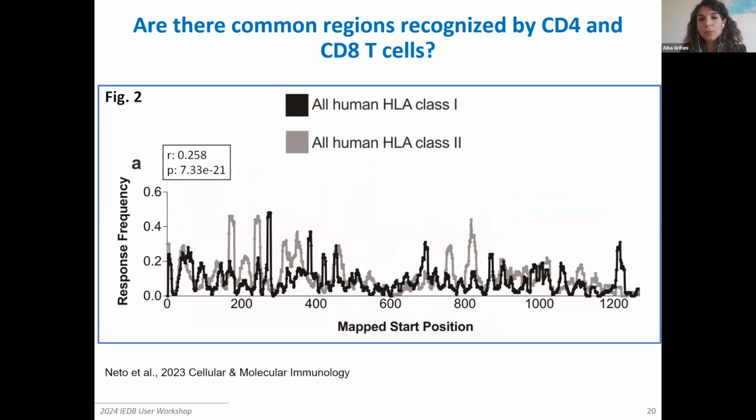A final question that we were wondering is how much the pattern of recognition of class 1 and class 2 overlaps. And what we saw was very interesting, as we in general see a weak but significant correlation between class 1 and class 2 molecules, essentially suggesting that when you look at hot spots, and particularly if you focus on larger fragments of the protein, you might be able to capture regions that are relevant for both CD4 and CD8 T cell responses.